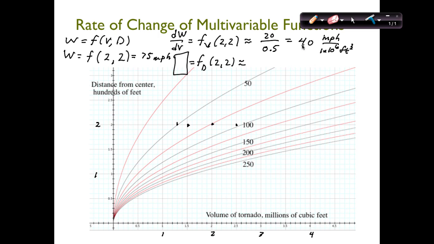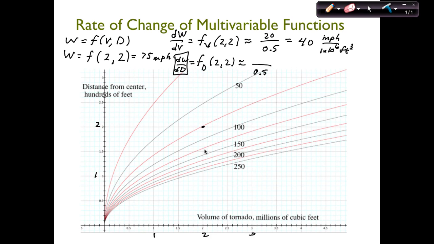And interpreting doesn't mean saying that it's the rate of change. We know that. This one's the rate of change of speed with respect to volume of the tornado. But what does it mean? What does that number 40 mean? So what is this partial derivative? Do an estimate based on the picture. Get the number, get the units, and then interpret both those numbers. Okay, so you've got lots of work to do. Everyone's engaged. You're making progress.